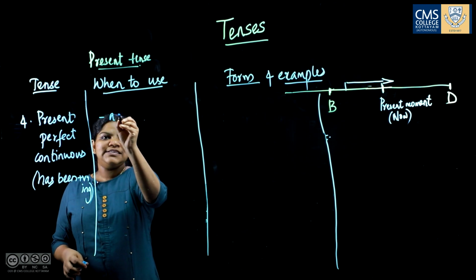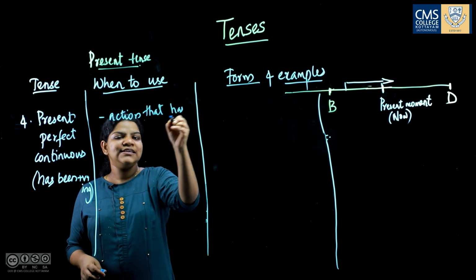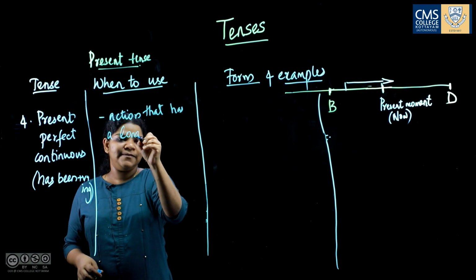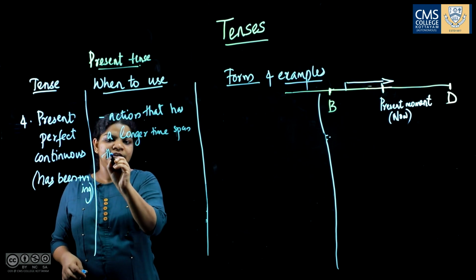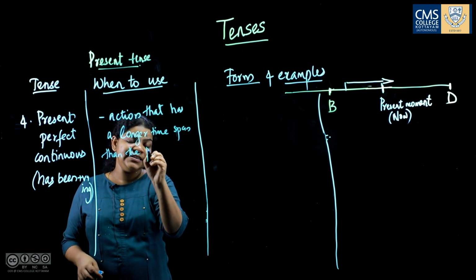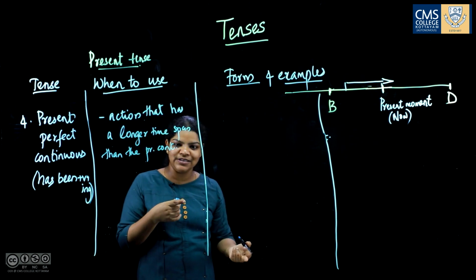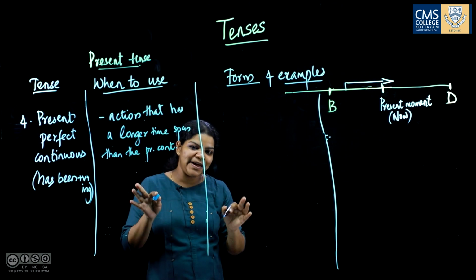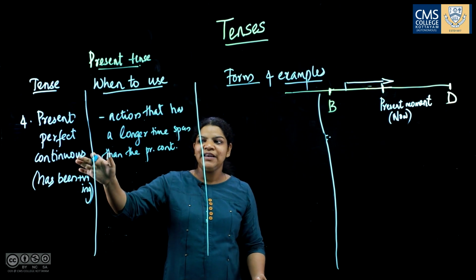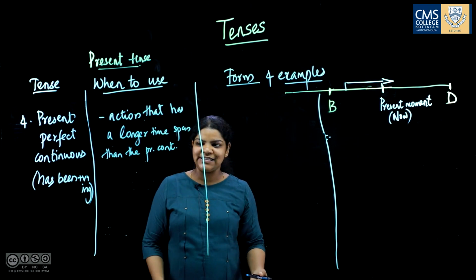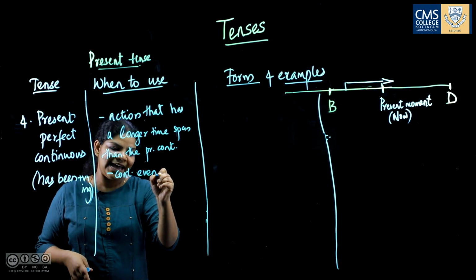Okay, let me just state it. Action that has a longer time span than the present continuous tense. It has a longer time span than the present continuous tense, but has a shorter time span than the present perfect tense. We'll come to that. Now, action that has a longer time span than the present continuous tense, it is continuing even now. It is happening even now.